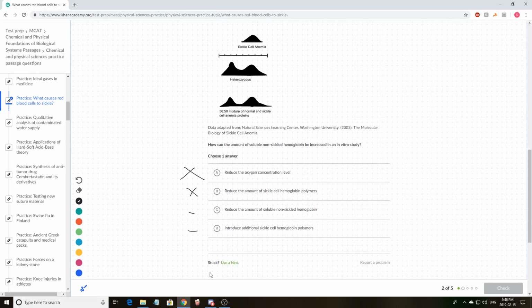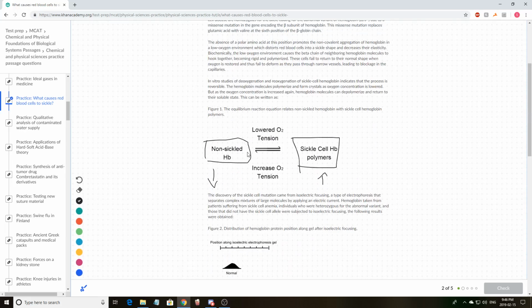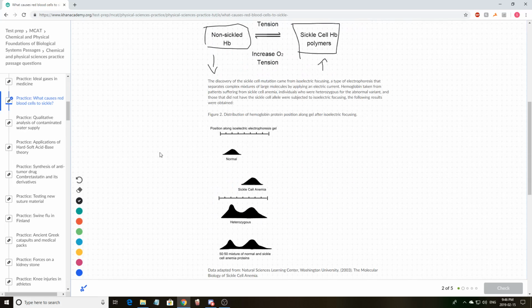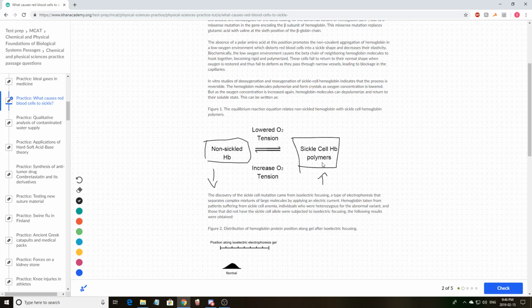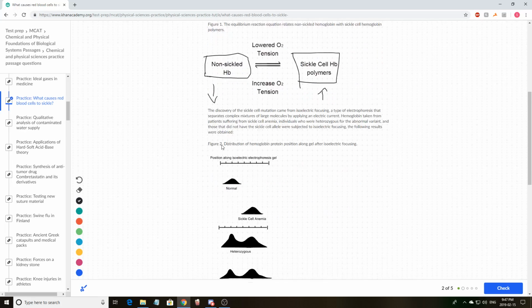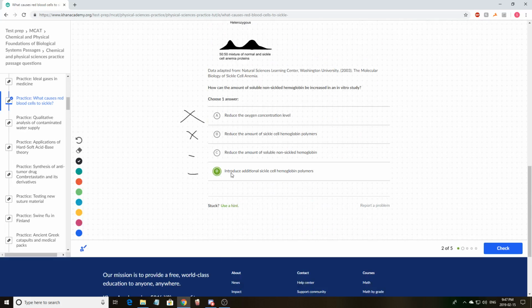Now, between these two options, if we want to have more non-sickled hemoglobin, should we be decreasing the non-sickle cell hemoglobin, or should we just be increasing the sickle cell hemoglobin? And logic should dictate that we should just add additional sickle cell hemoglobin polymers. Because if we were to take away non-sickled, we would have to initially decrease the concentration of non-sickled for it to subsequently increase by a bit. So that's kind of counterintuitive, so we should avoid that. So I'm going to say the answer is to introduce additional sickle cell hemoglobin.